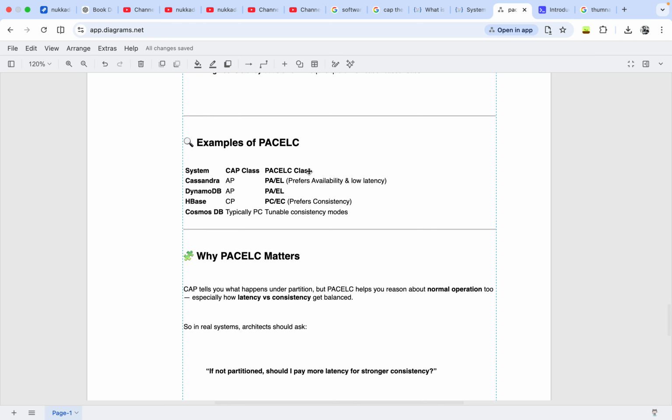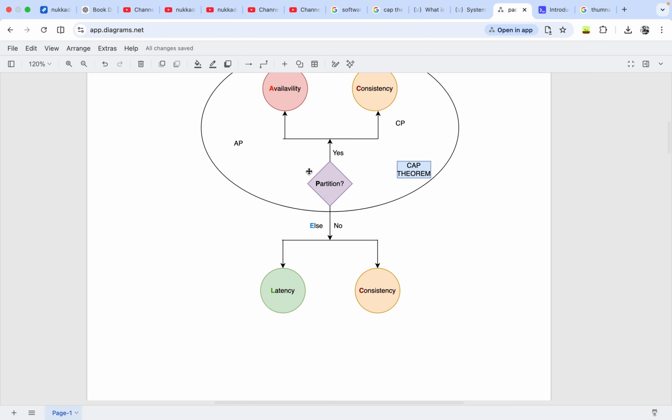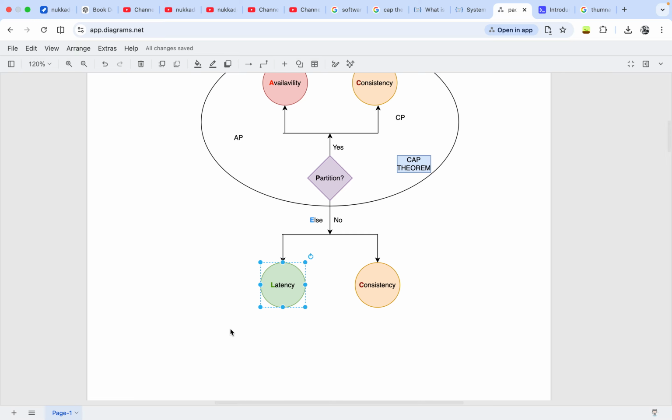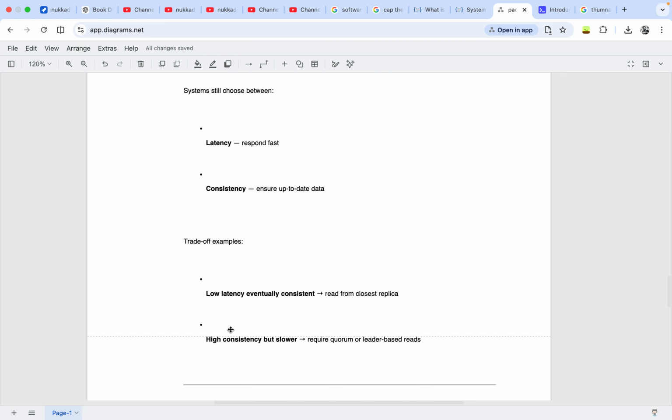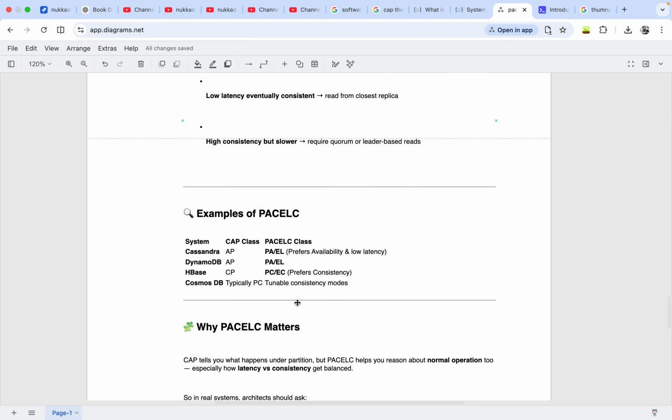So the else part is after else. You can see in the diagram it is latency. I think you got it. I am repeating myself very much, but it is important to understand this syntax. In the same way, PA/EL prefers availability and low latency. If partition happens, choose availability, or else, if everything is fine and there is no partition, choose latency.